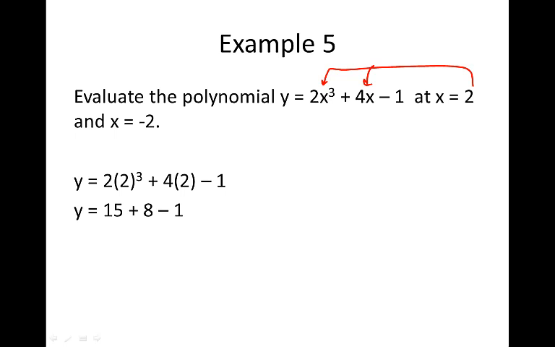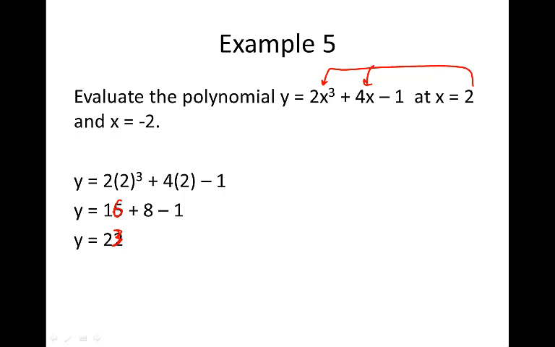Hopefully I did the arithmetic right. So 2 cubed is 8 times 2. This should be 16 plus 8 minus 1. Now let's combine some like terms. So 16 plus 8 is 24 minus 1. It should be 23. I'm going to blame the airplane on that mistake. 23.